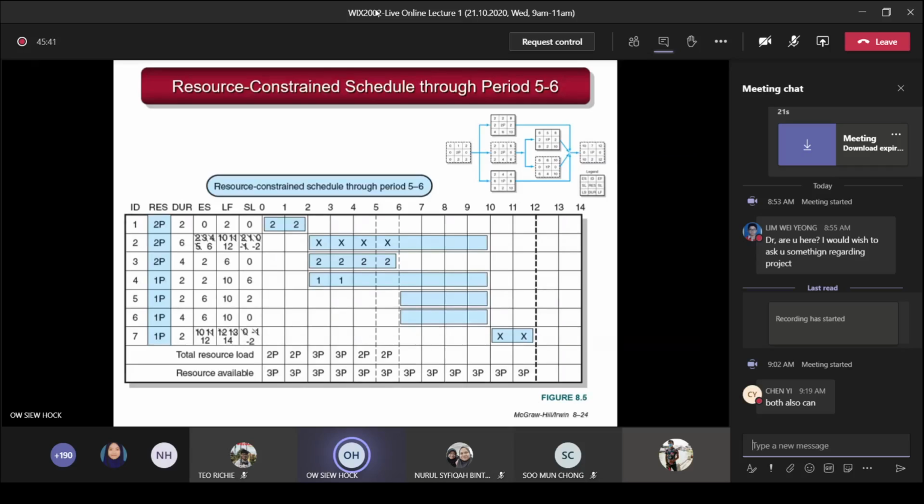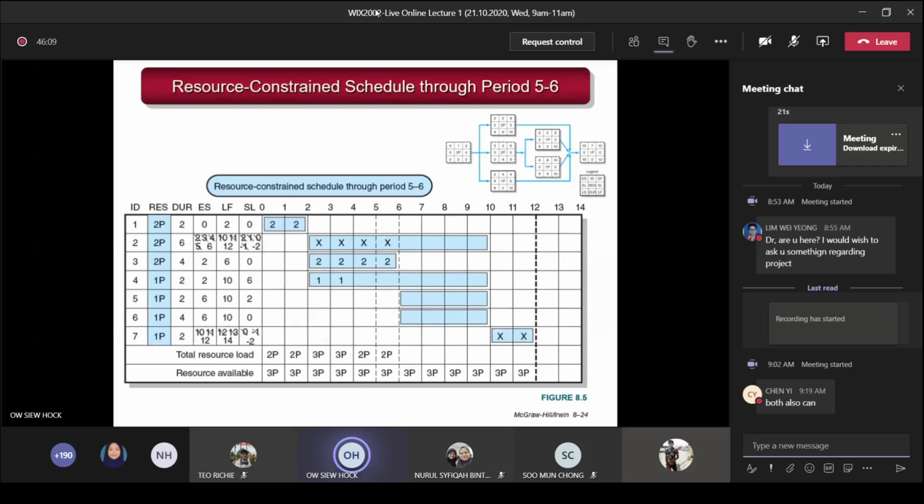Next, you move on to period 5 to 6. Now activity 2 is eligible, but it still exceeds the limit of 3 programmers you have. So again you delay activity 2, you cut again, you update the early start to become 6. Then your late finish, you delay again because it becomes 12. And your slack of -1 becomes -2. So next, you delay activity 7 because after 2, activity 7 is affected.